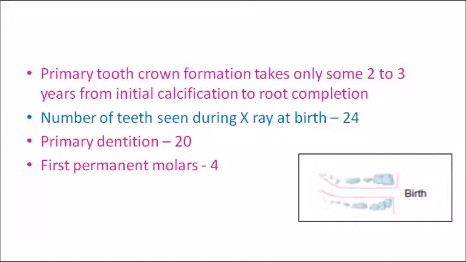Don't say 20, thinking only the primary dentition will be evident. No, in addition to that, the first permanent molars will also be visible. So altogether 24 teeth will be seen on the X-ray taken for a newborn baby.